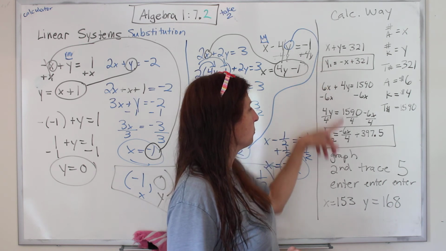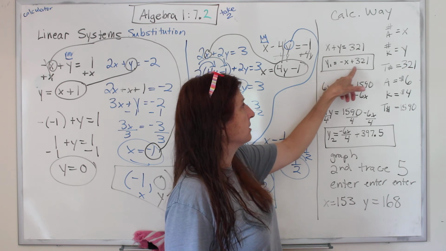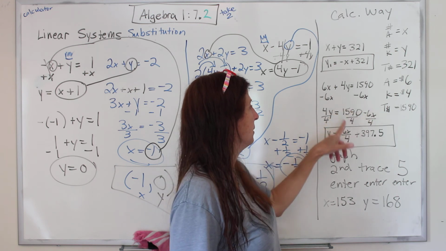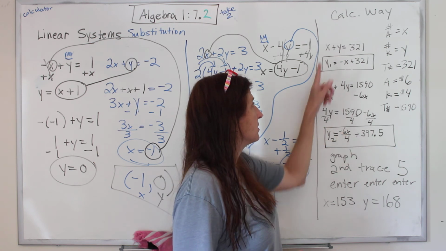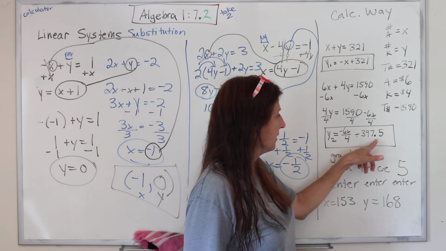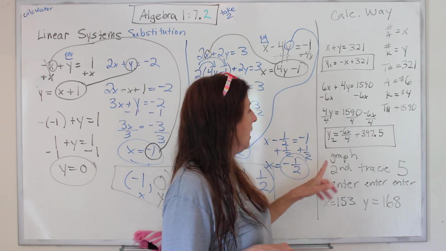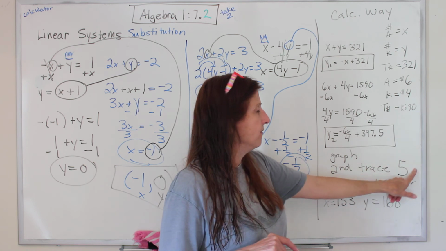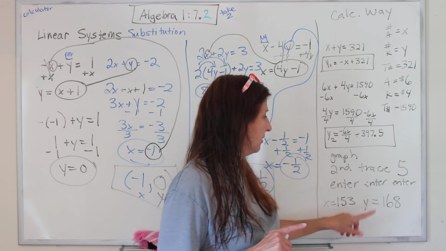So for both of these, we're going to solve for y. We did minus x to both sides, and we got -x plus 321. And then here, minus 6x to both sides, divided by 4 to all of them. And our second equation, solving for y, is -6x over 4 plus 397.5. Put them both in your calculator under the y equals button. Then hit graph. Then do second trace 5, and then enter, and it will tell you the answer.